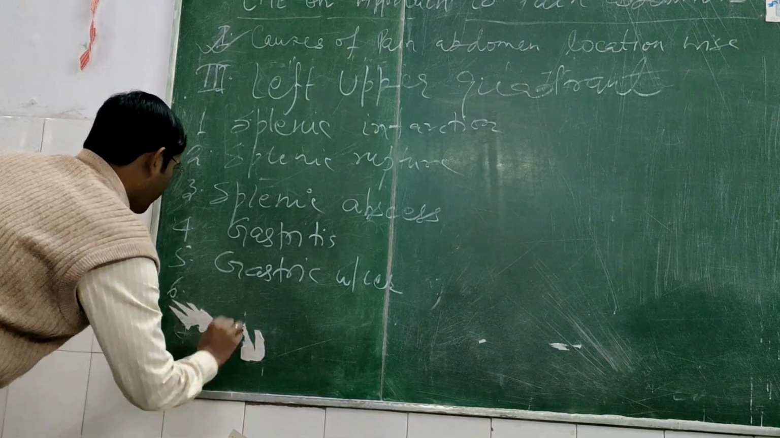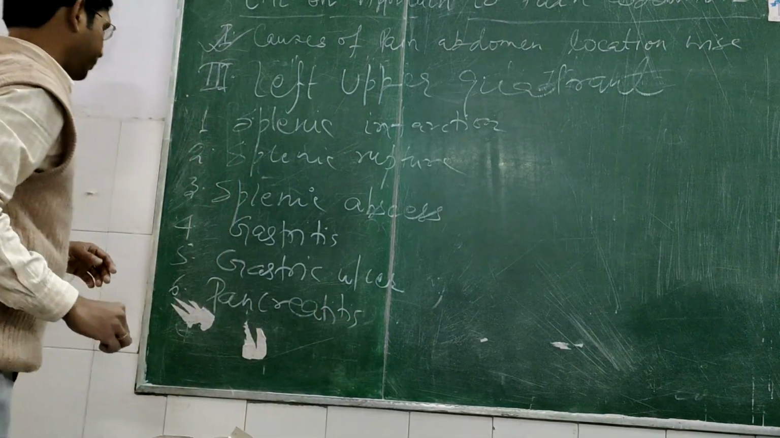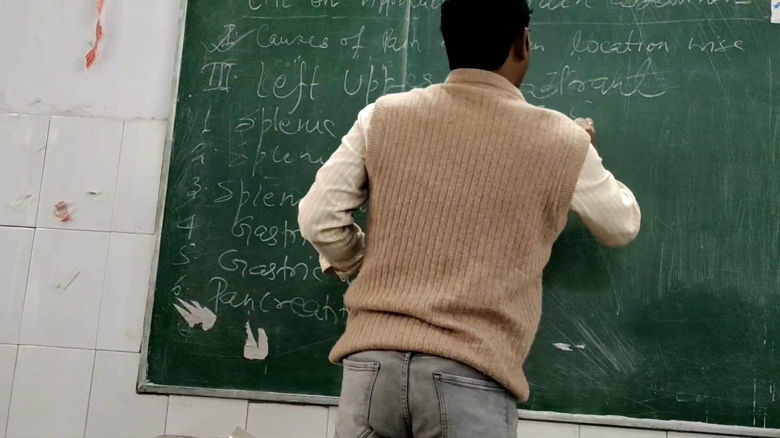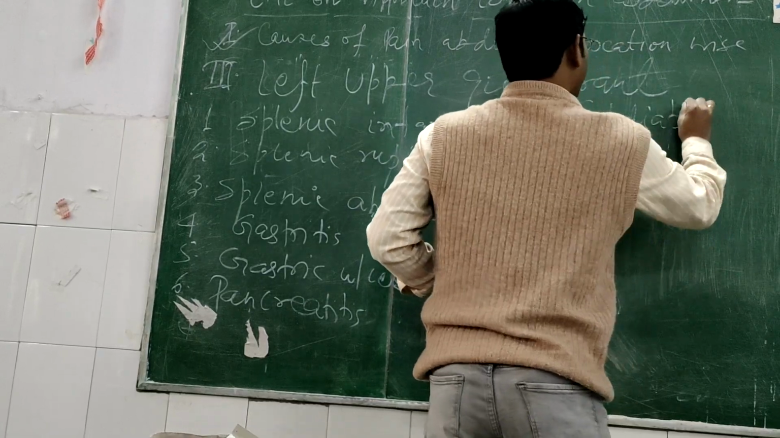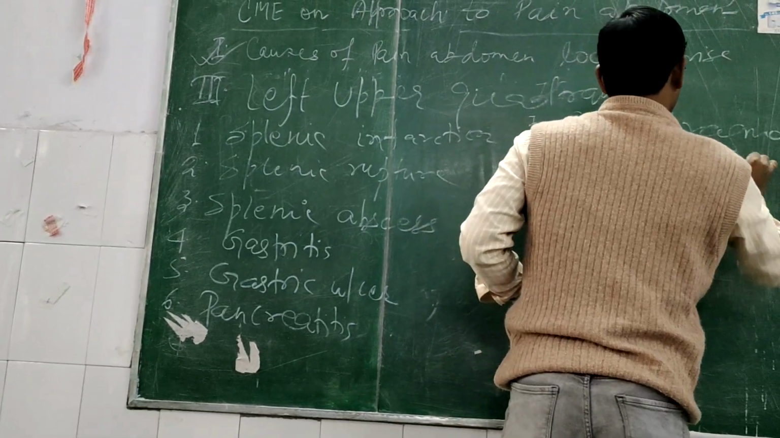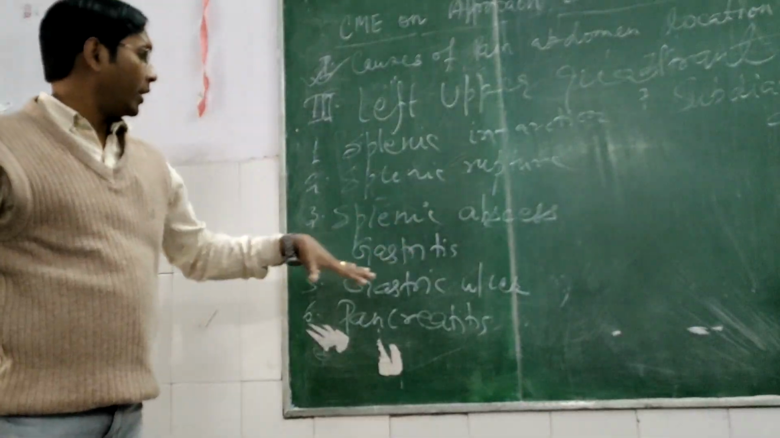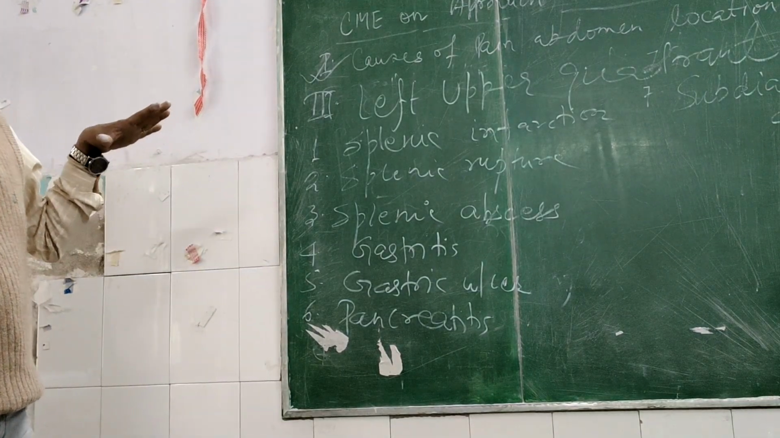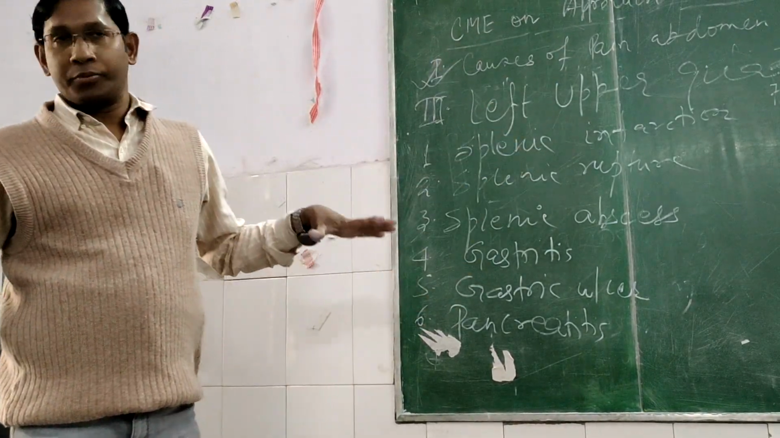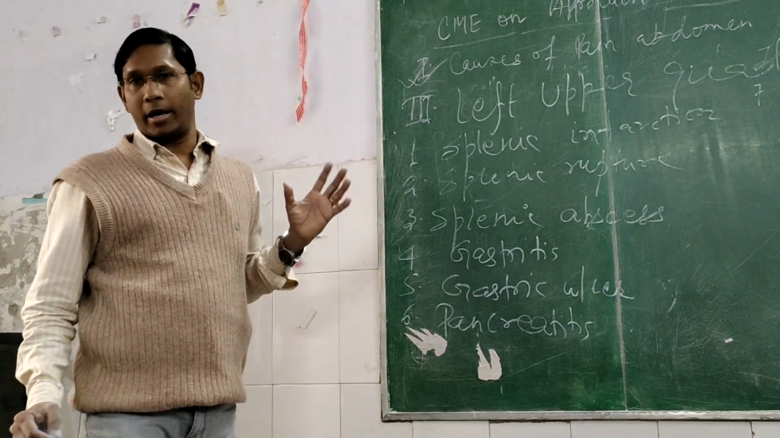So there will be pancreatitis, and subdiaphragmatic abscess. So splenic infarction, splenic rupture, splenic abscess, gastritis, gastric ulcer, pancreatitis, and subdiaphragmatic abscess. These are the important causes of pain in the left upper quadrant of the abdomen.